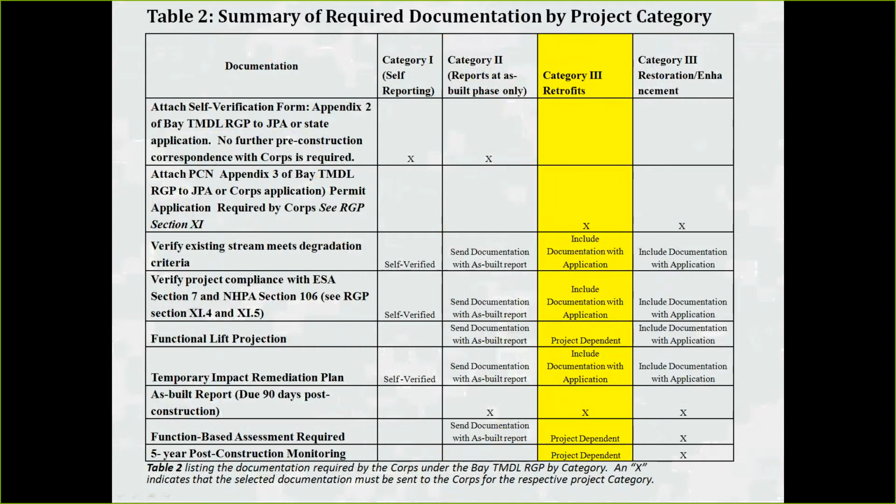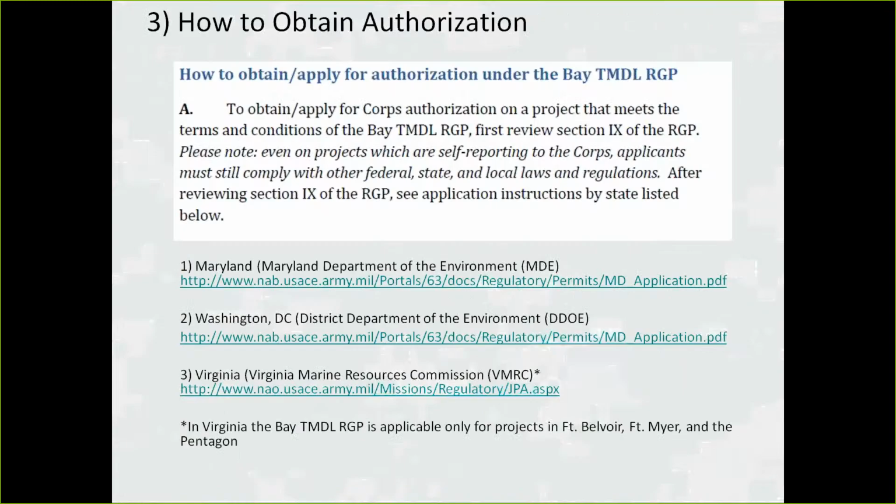Last, we anticipate these ones will be somewhat unusual, but perhaps a Category 1 project that got bumped up because of a may affect letter for endangered species. Process and required documentation for Category 3 retrofit projects are similar to that for Category 3 restoration and enhancement projects. The only difference is functional lift may or may not be required, and that'll be project dependent on the project goals and the scope.